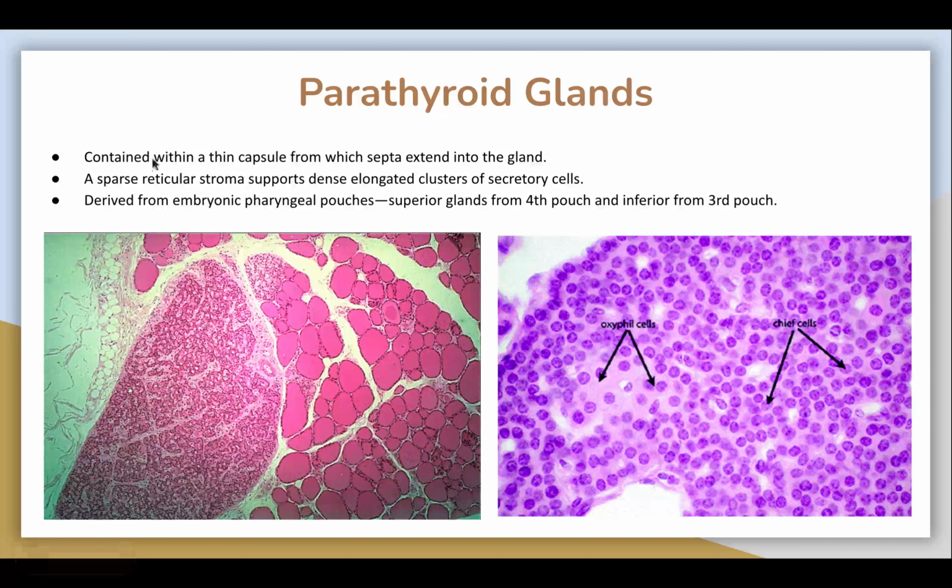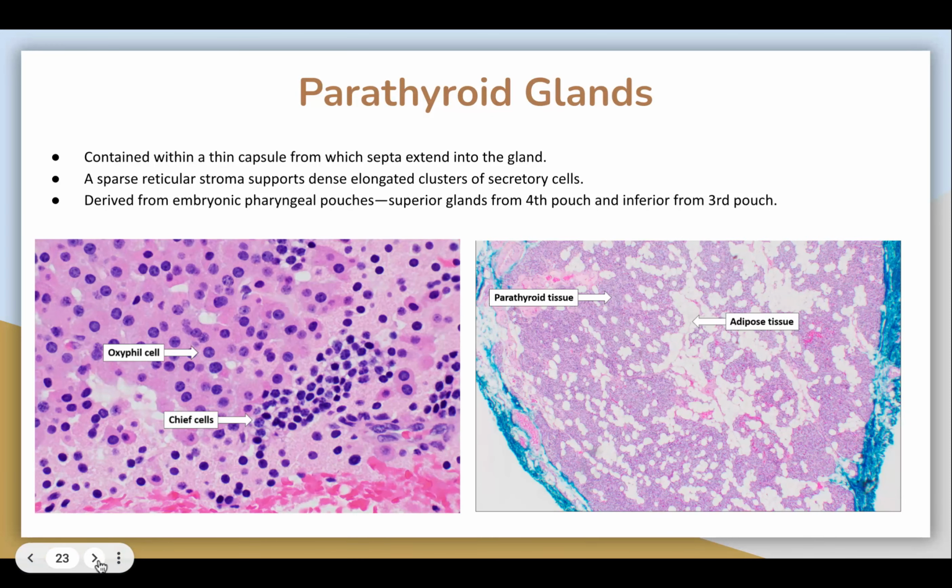So, the parathyroid glands are located within a thin capsule, with septa extending into the gland with sparse reticular stroma that supports the dense elongated clusters of the secretory cells. The chief cells are what produce the parathyroid hormones, with supporting oxyphil cells. The parathyroid gland is derived from the pharyngeal pouches during embryonic life, the superior glands from the fourth pouch, whereas the inferior two are from the third pouches. Remember, you have four parathyroid glands.